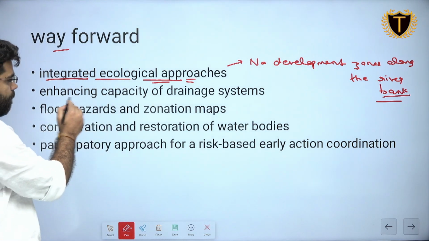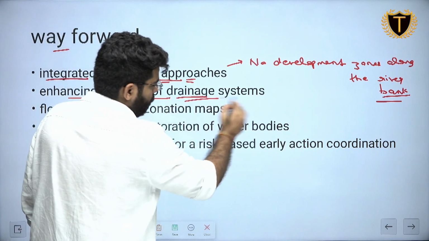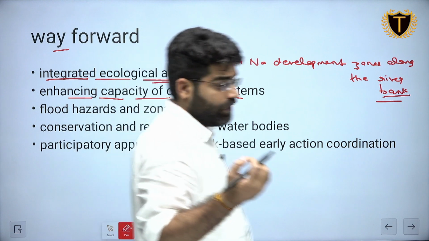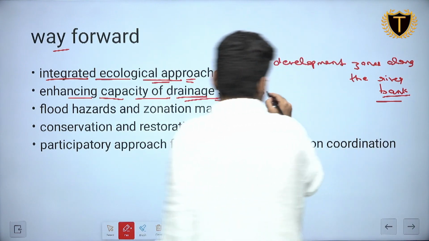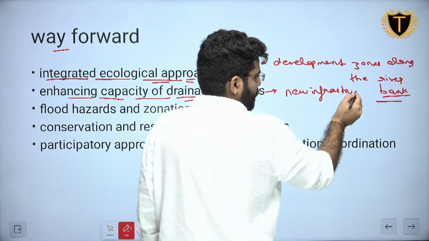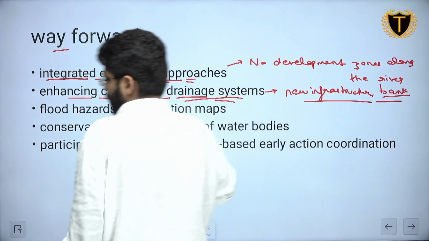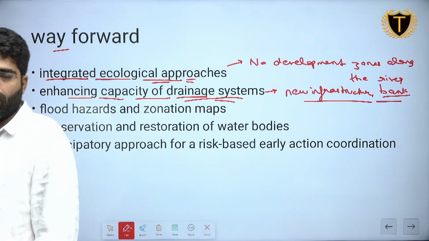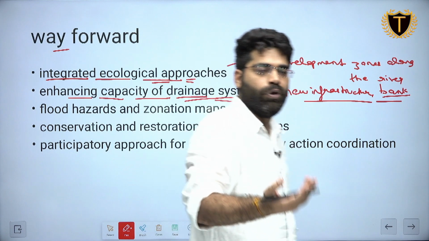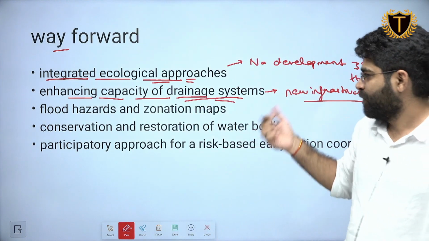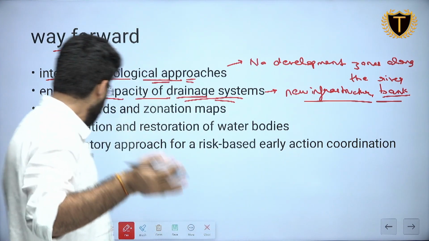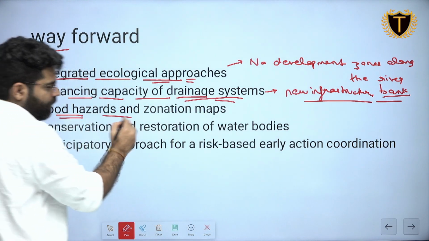Secondly, enhancing the capacity of drainage systems. We need to enhance the capacity of the city's drainage system, which can be done by what? By making new infrastructure for the drain water to flow, or by overhauling the existing infrastructure to handle large volumes of water, so that the possibility of flood can be minimized. Is it clear? Then we have flood hazard and zonation maps.